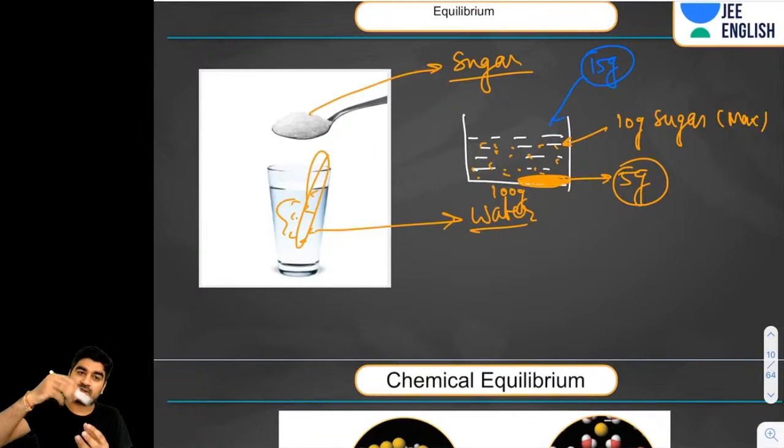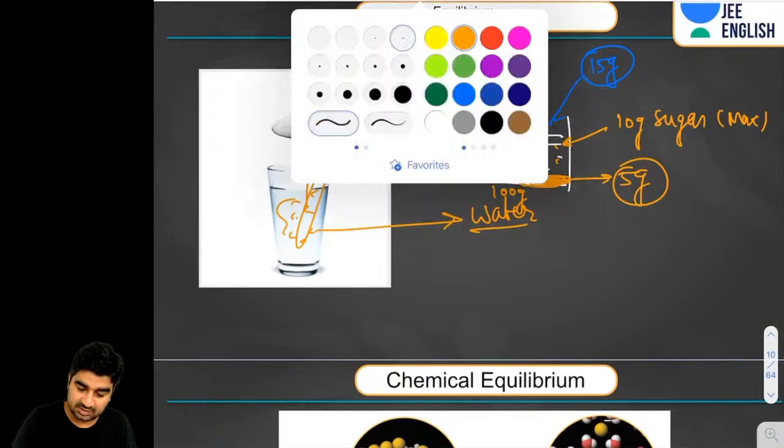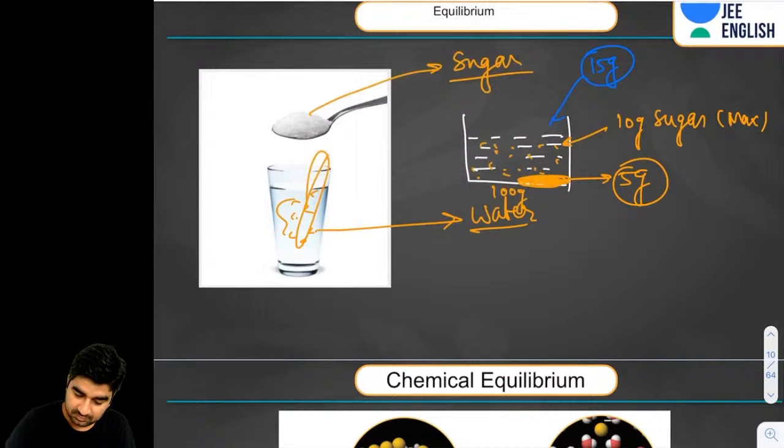And now if you further stir it, suppose I'm having a stirrer as well. Now this stirrer is not visible, let me take a different one. Okay, suppose I'm having this stirrer, guys. So what will happen?